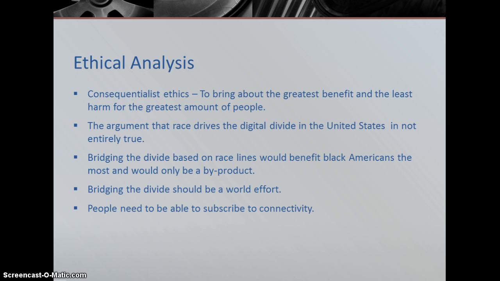In order to be contributors in today's society, people need to have a grasp of current technologies and access to the internet available at their discretion. The world today is ever more connected, and it is pretty much necessary for everyone to be able to subscribe to that connectivity.